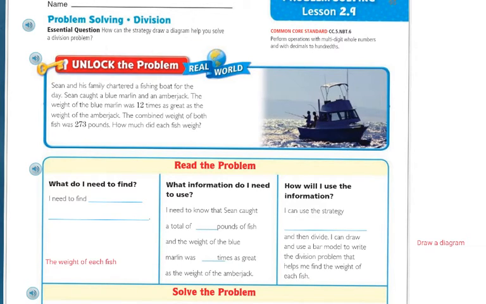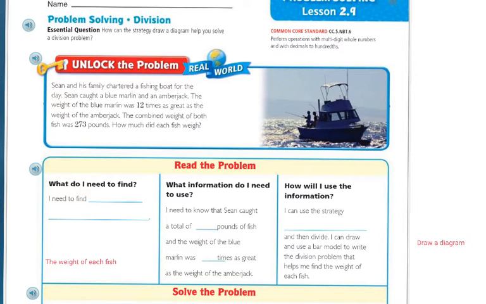Unlocking the problem. Sean and his family chartered a fishing boat for the day. Sean caught the blue marlin and an amberjack. The weight of the blue marlin was 12 times as great as the weight of the amberjack. The combined weight of both fish was 273 pounds. How much did each fish weigh?